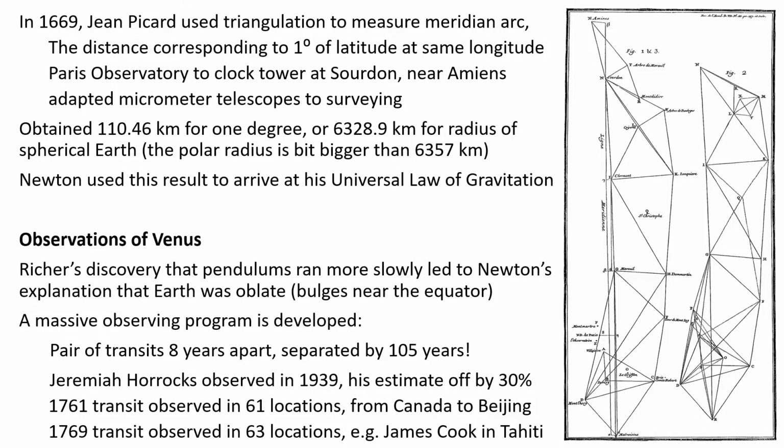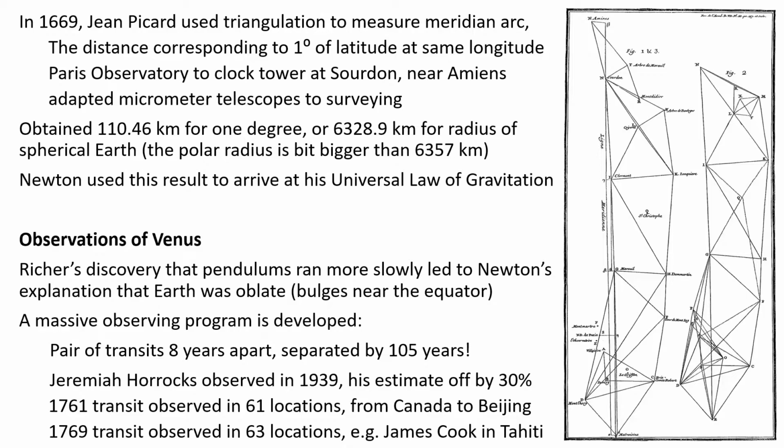The true size of the solar system came from observations of the transit of Venus. Richer's discovery that pendulums ran more slowly led to Newton's explanation of the Earth being oblate. And so a program was developed to focus on a very rare set of celestial events.